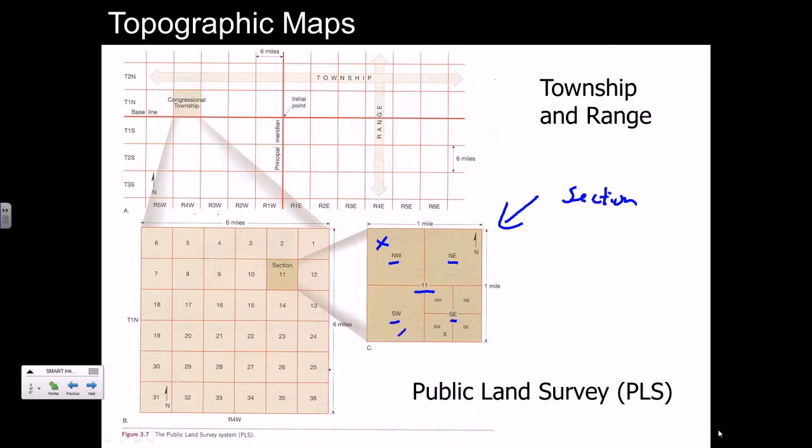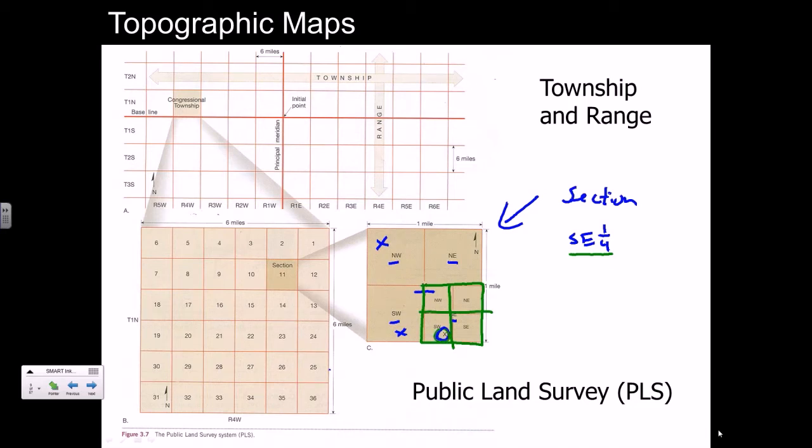If I was sitting in this location in this section, I'd be in the southwest quarter, right? Well, what I'm interested in is actually this little X right here, which sits in the southeast quarter. So it's in the southeast quarter, and that's kind of how you write that out. But we can then break these quarters into quarters again, so I'm going to just focus on one of these quarters. I'm going to take this southeast quarter and break it into a northwest, northeast, southwest, and southeast quarter again.